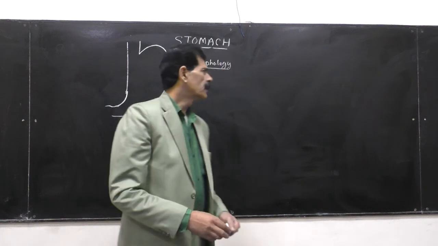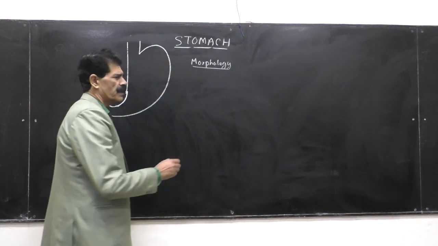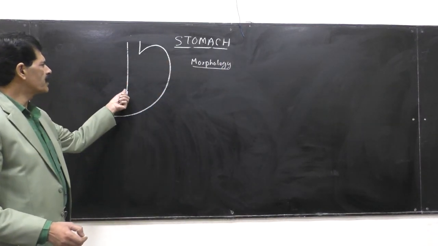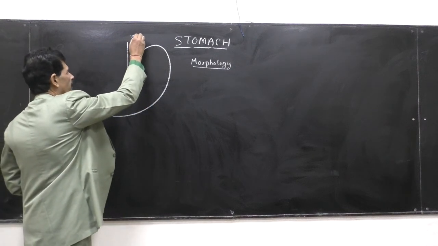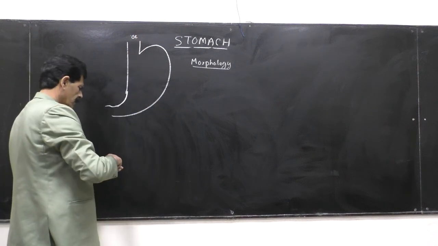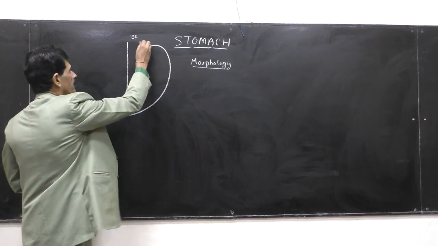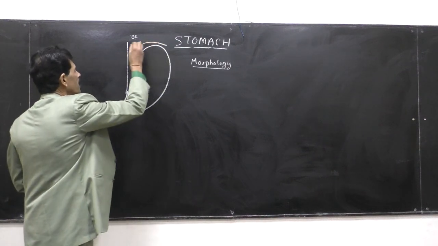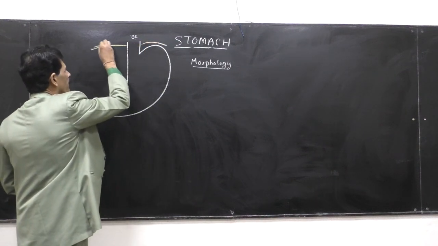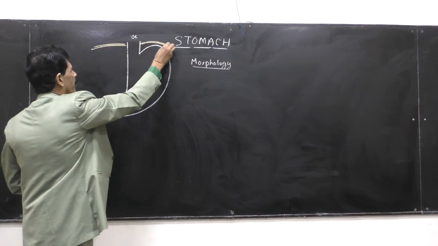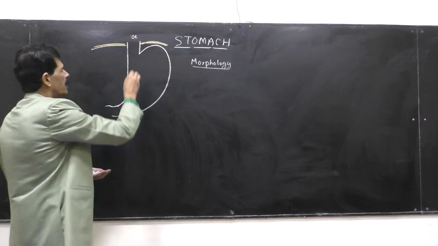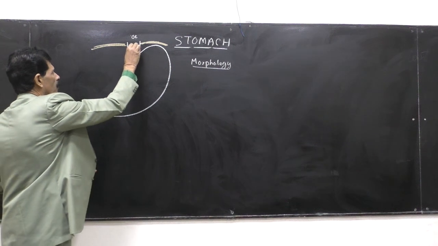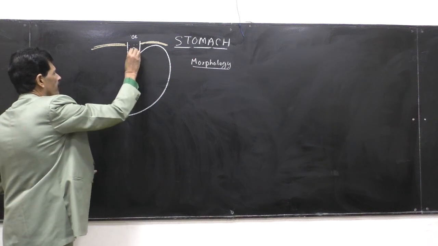Now, if we see the stomach, it is alphabetically J-shaped and it is continuous with the esophagus. The esophagus pierces the diaphragm at the level of the T10 vertebra, and then it enters. So a small part of the esophagus is also called the intra-abdominal part of the esophagus.